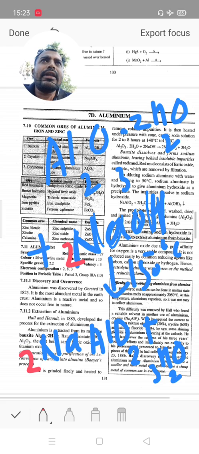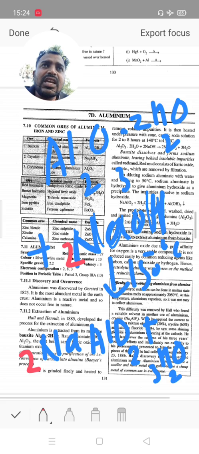In this, some part is left. This is the red mud color. It is insoluble and consists of ferric oxide, sand, etc. This is removed by the filtration method.